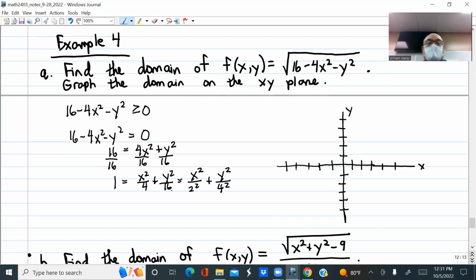Okay, and the intercepts are very easy. The x-intercepts are going to be 2 and -2. You can read those out of the denominator. So the x-intercepts are going to be 2 and -2, and the y-intercepts are going to be 4 and -4. And once you've got the intercepts, this thing is centered at the origin, because this is x minus 0 squared, y minus 0 squared. So this is centered at the origin. So you get a nice ellipse like this.